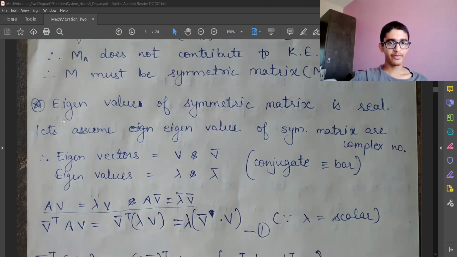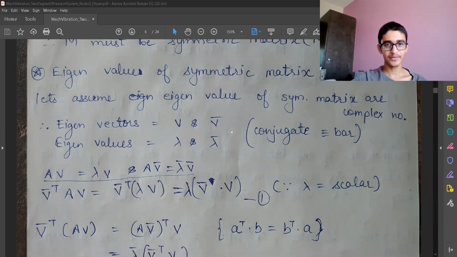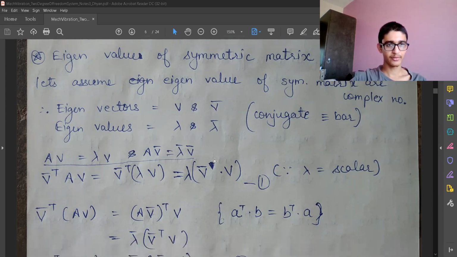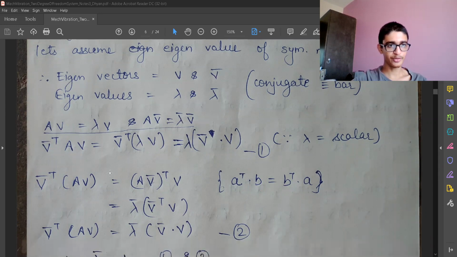Then we come to the eigenvalues. The eigenvalues of a symmetric matrix are real. If it is single, then it is real. Now let's assume the eigenvalues of a symmetric matrix are complex numbers. Then the eigenvectors will be V and V conjugate, because complex numbers always have conjugates, and the eigenvalues will be lambda and lambda conjugate. So A V will be equal to lambda V, and A V conjugate will be equal to lambda conjugate V conjugate.